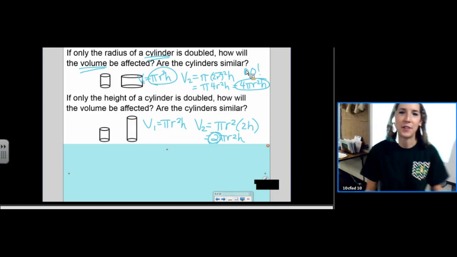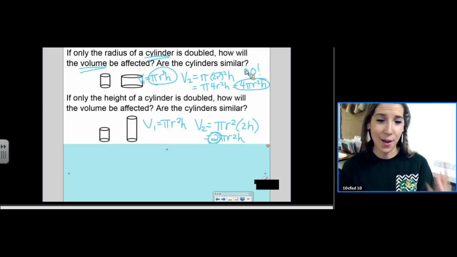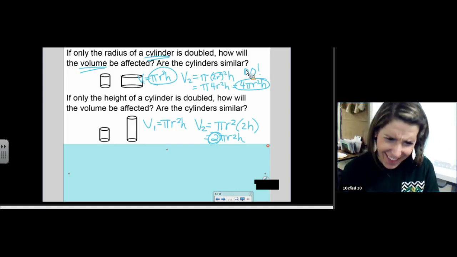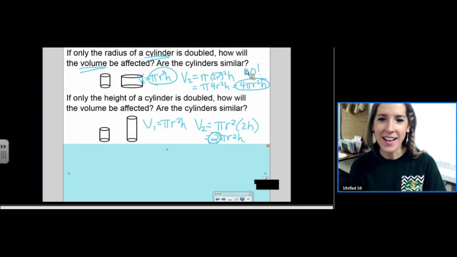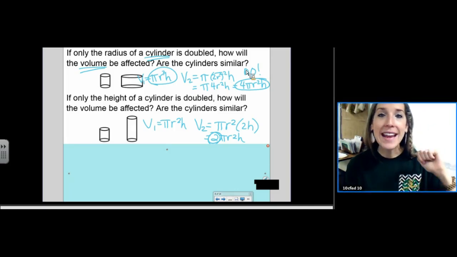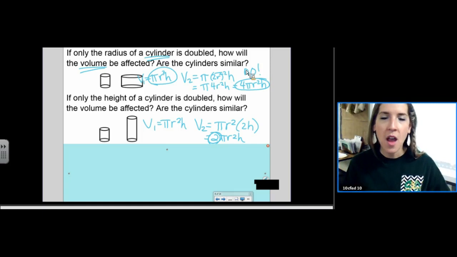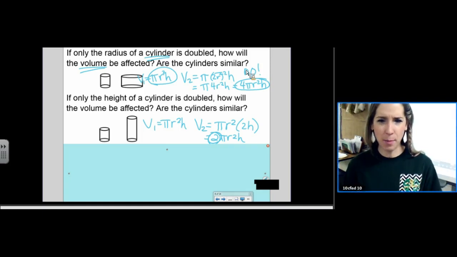So the only difference in the two volume formulas is that coefficient of 2 out front. Oh, y'all are so funny. So I double the radius, I quadruple the volume. I double the height, and I only double the volume. Why?